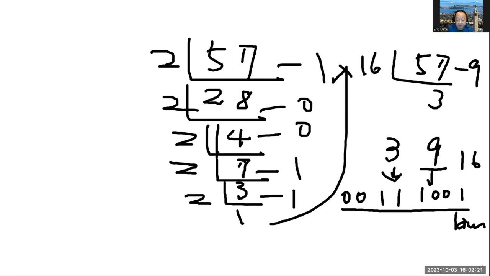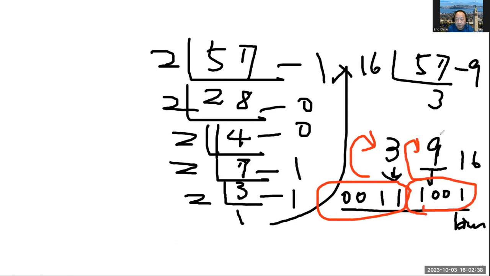So every 4 bits in binary can be grouped into one hexadecimal number. Every 4 bits in binary can be grouped into one hexadecimal number. This will be tested in AP, okay? This will be tested in AP.